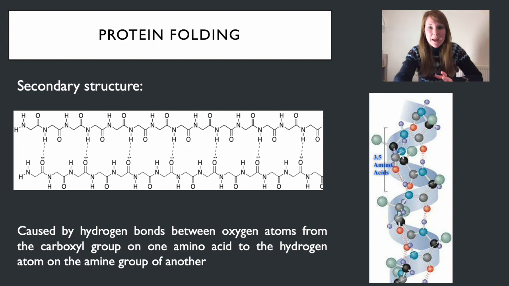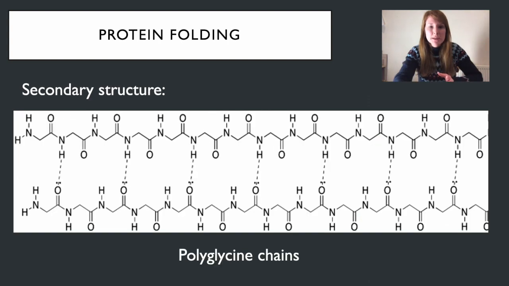So you can see this here where there are two polyglycine chains. So these are chains of the amino acid glycine, and they have lined up with each other, and hydrogen bonds have formed in between, creating a beta sheet secondary structure.